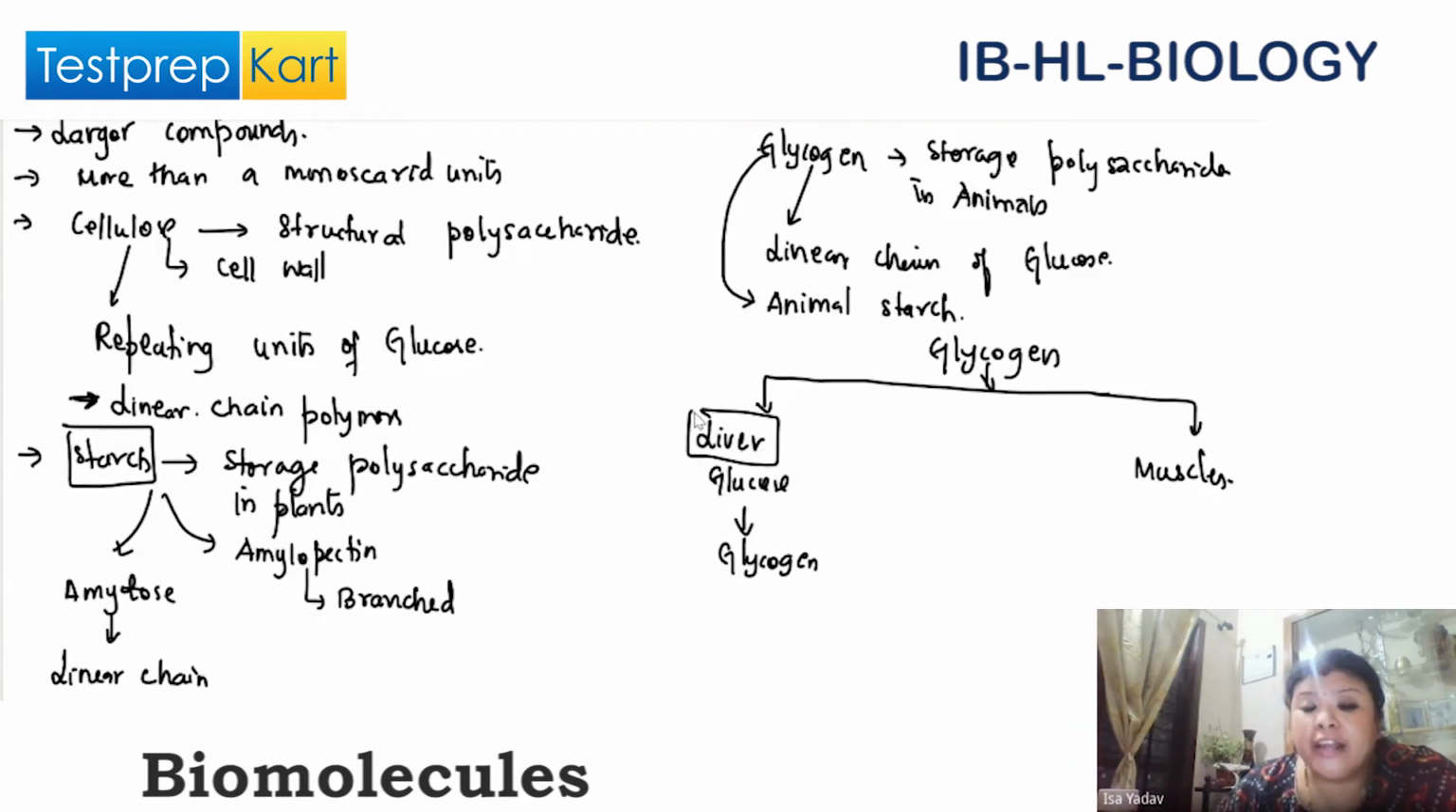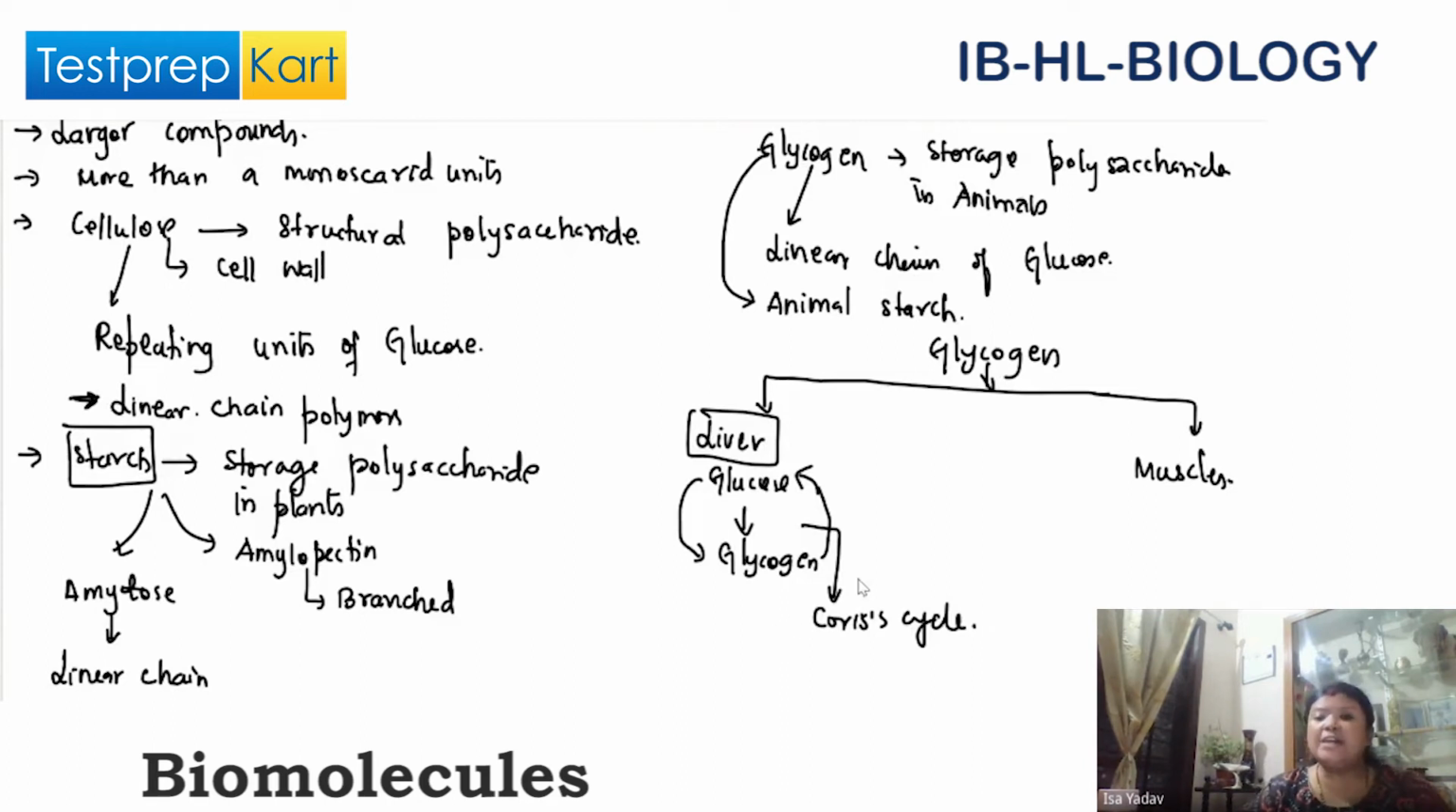So suppose the level of glucose in our body is low. In the liver, the glycogen is converted into glucose and can be used. Again, excess glucose is converted into glycogen and stored. This cyclic formation of glucose is called Cori's cycle. The glycogen stored in the liver we can retrieve and reuse, but the muscle glycogen is never retrieved.